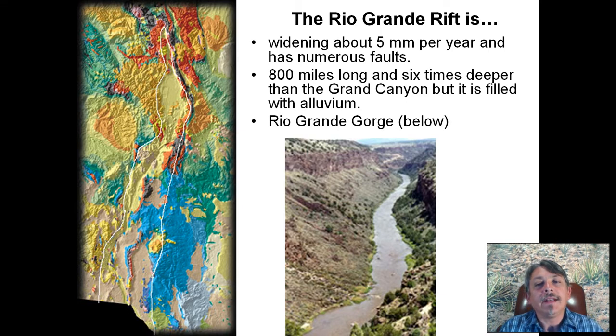Here is the Rio Grande Gorge, and on the left is an image with lots of highlights of the Rio Grande Rift. Now it's widening about 5 millimeters per year, and it has numerous faults. It's 800 miles long, and it's about 6 times deeper than the Rio Grande, but it's filled in with alluvium, or that is gravels and sand and so forth, forming these sedimentary layers.